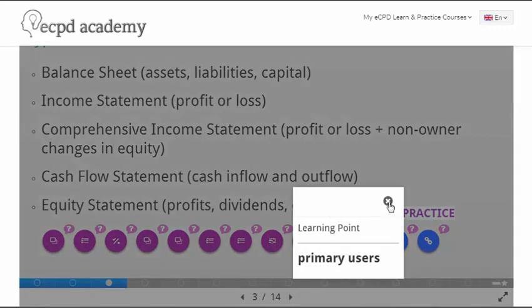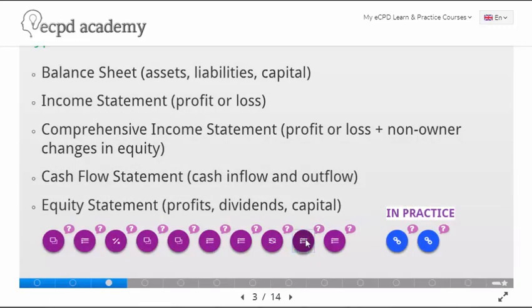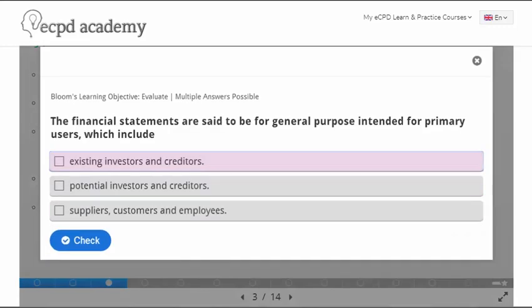We just talked about users of financial statements. The next learning point is about primary users. The question asks which are considered primary users. Pause and evaluate the choices. You learned in earlier lessons that financial statements serve the needs of both investors and creditors, but the choices split them into existing and potential. Existing investors and creditors definitely would be primary users. What about potential investors and creditors? Well, it seems appropriate to consider them primary users if companies would like to attract new investors and creditors, so let us pick them too.